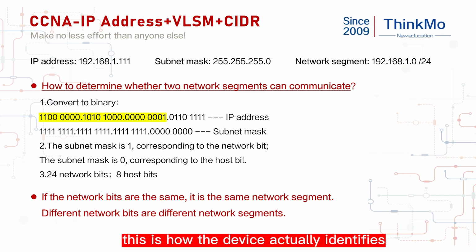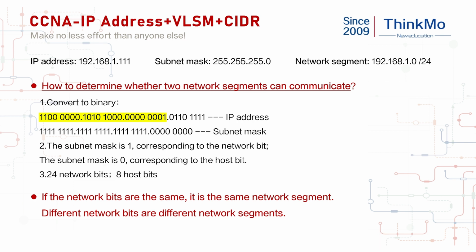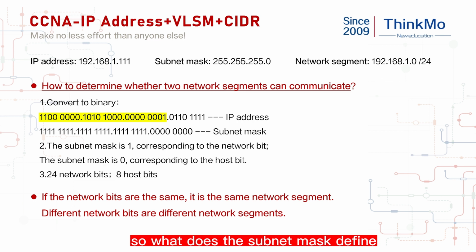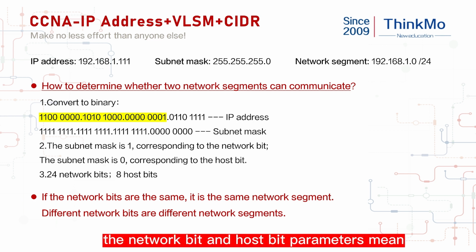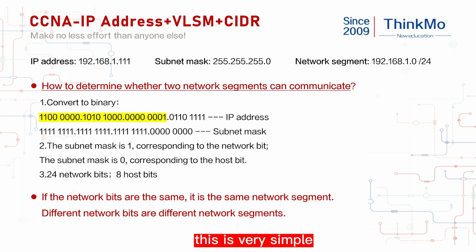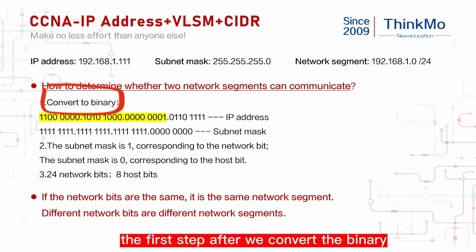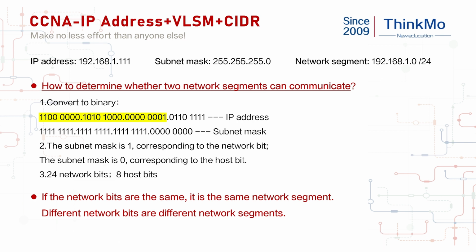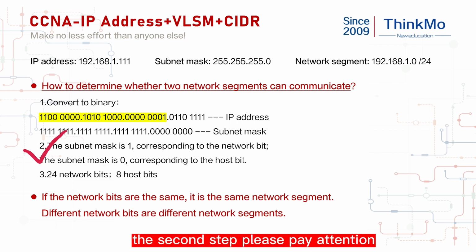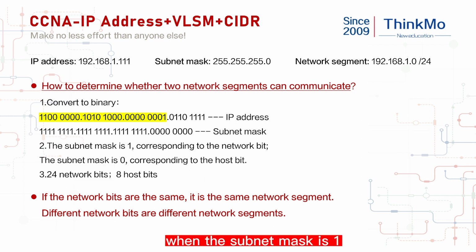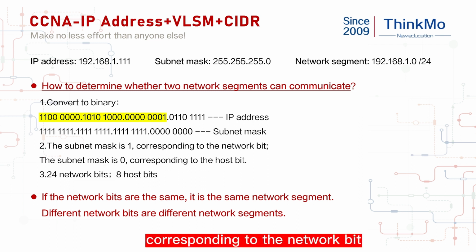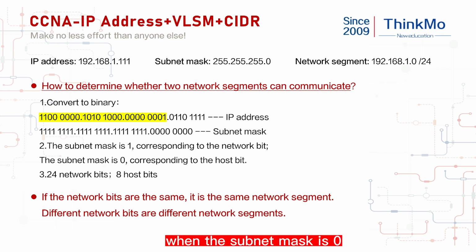This is how the device actually identifies. So what do the network bit and host bit parameters defined by the subnet mask mean? This is very simple. The first step is to convert to binary. The second step, please pay attention. When the subnet mask is 1, it corresponds to the network bit. When the subnet mask is 0, it corresponds to the host bit.